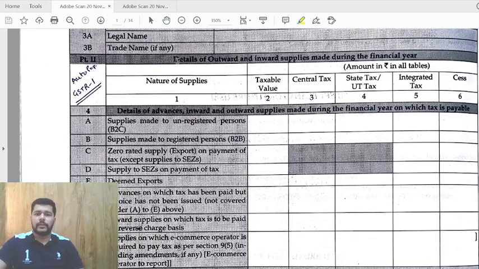Okay, so if at all it is creating any issues, I will just ensure that we are using some tools which help you to understand if there are any lackings in it. So the part 2, that is the details of outward supplies, inward supplies made during the financial year. What is mentioned over here is the details of outward supplies, inward supplies made during the financial year.